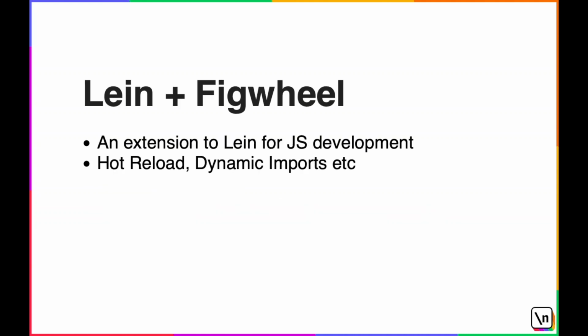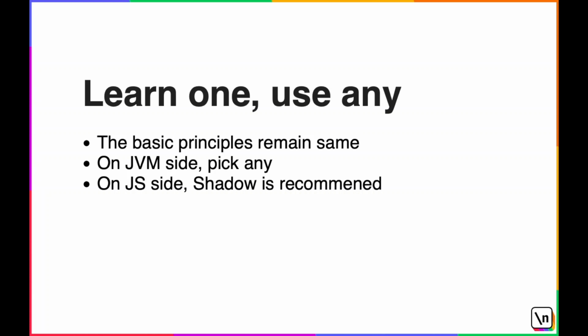There also exists an extension for Lein called Figwheel that adapts Leiningen for JavaScript development. It introduces features like hot module reloading, code splitting, and a few other things to Leiningen. Although there are many build tools to choose from depending on the runtime you want to target, the basic principles remain the same. If you get a hang of one build tool, you can easily use all others.